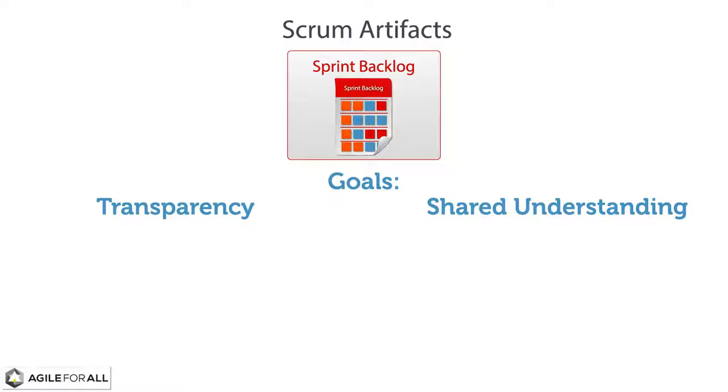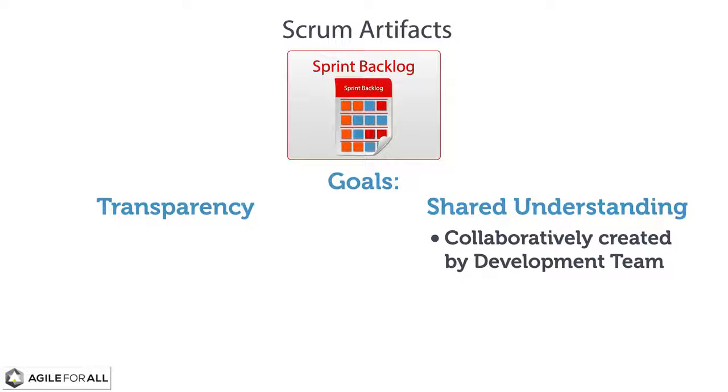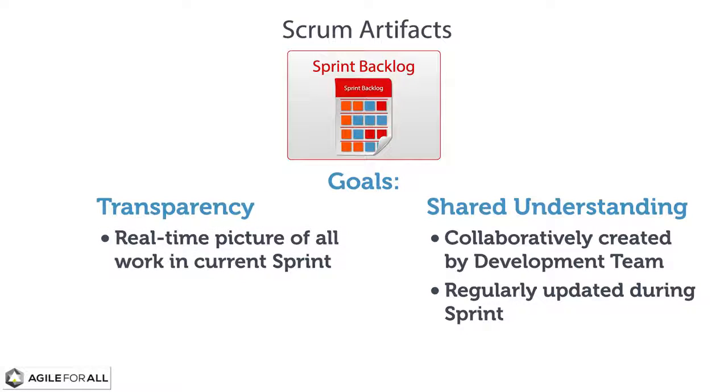The sprint backlog is collaboratively created during sprint planning by the development team. It is their plan for how they will deliver the sprint goal and related product backlog items during the current sprint. It is regularly updated throughout the sprint as the development team learns more. It is a transparent, real-time picture of all of the work in the current sprint.